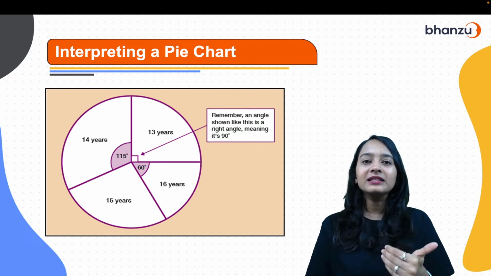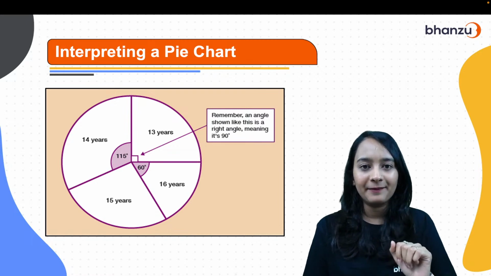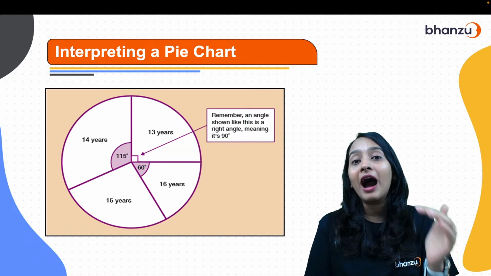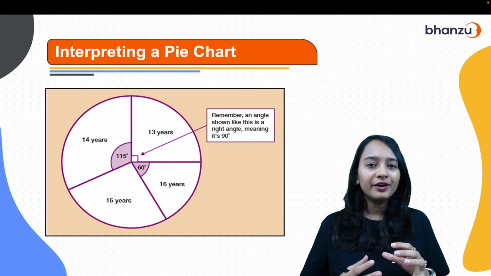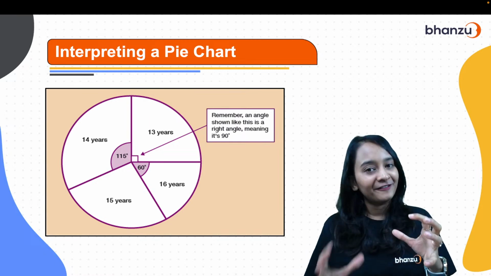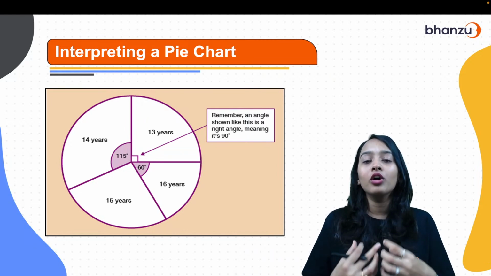Imagine if I tell you, you got 80 degree in maths exam. Does that make any sense? No, you want out of 100, how much did you get? So what should we do here? We have to convert these degrees to either fractions or percentages, depending upon how we want to look at the data.